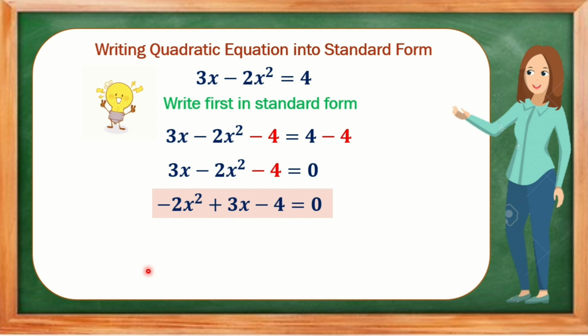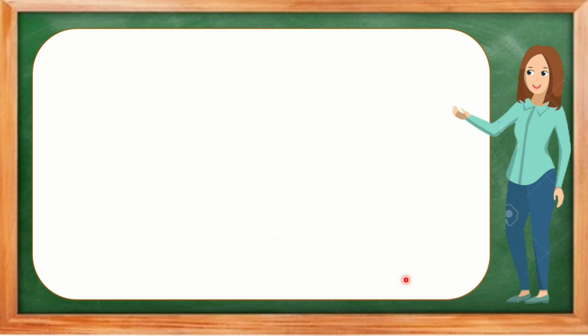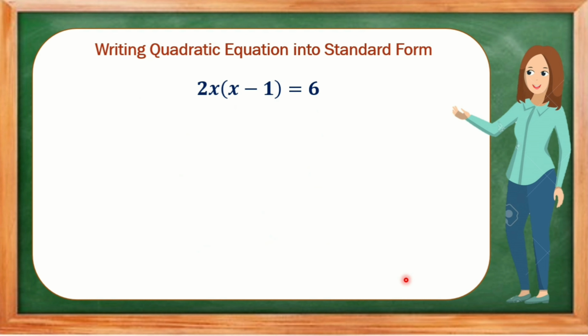Since naka-standard form na siya, determine na natin ang value ng a, b, and c natin. Okay, so dito sa equation, ang a natin ay yung numerical coefficient ng x squared natin or yung nasa quadratic term, which is yung negative 2. Tapos yung b naman natin, yung numerical coefficient ng x, ito yung nasa linear term, which is yung 3. Tapos yung constant term natin or yung c natin ay yung negative 4. Okay, next example, we have 2x quantity x minus 1 is equals to 6.